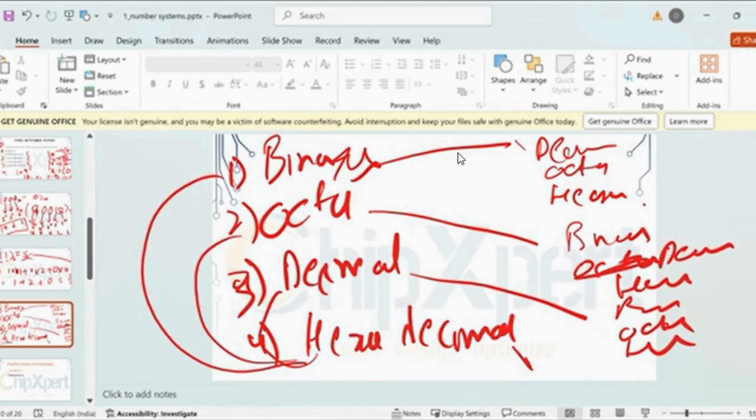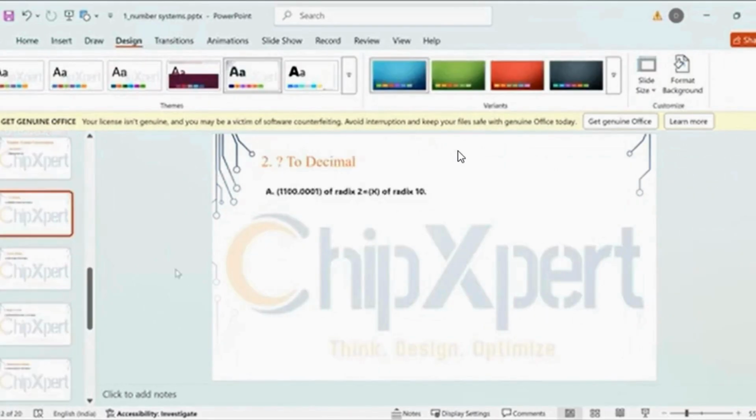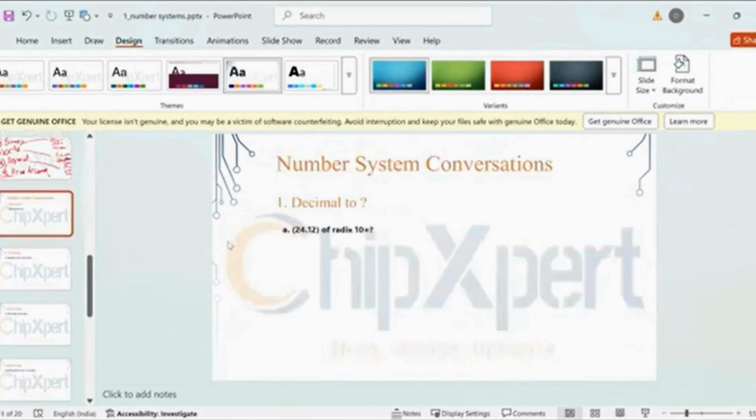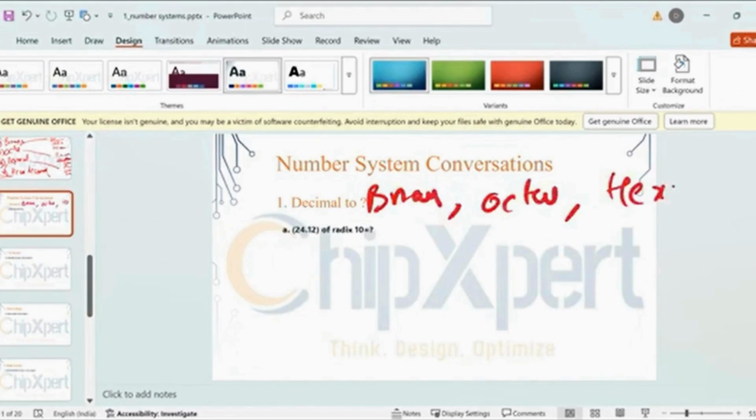In total, how many conversions will we get here? 12 conversions. We'll see how to convert from one number system to another in today's class. The first conversion is decimal to any other number system. That means decimal to binary or octal or hexadecimal. We'll see first how to convert a decimal number to the other number systems.